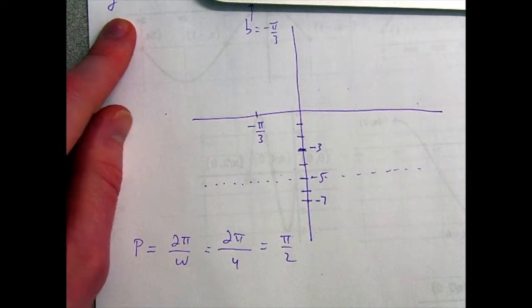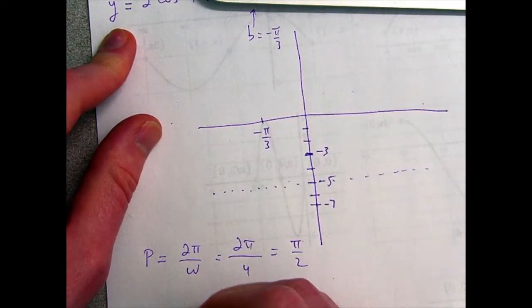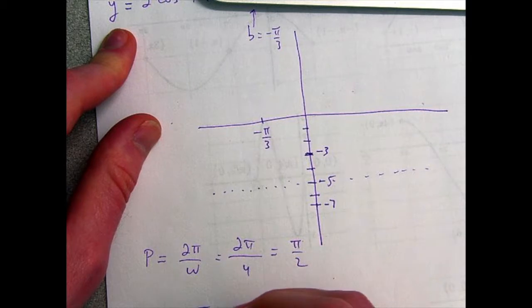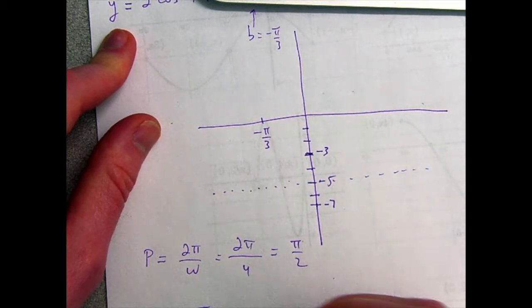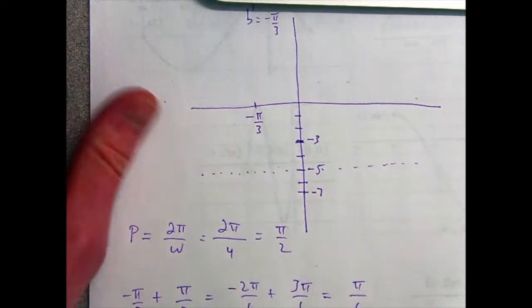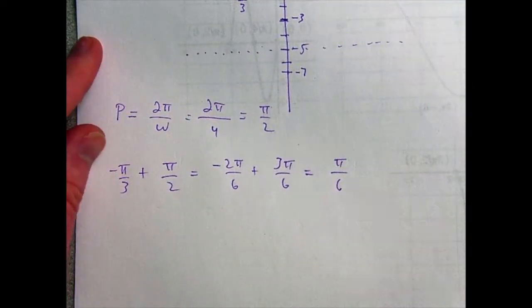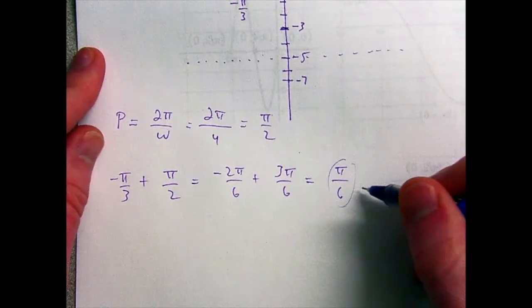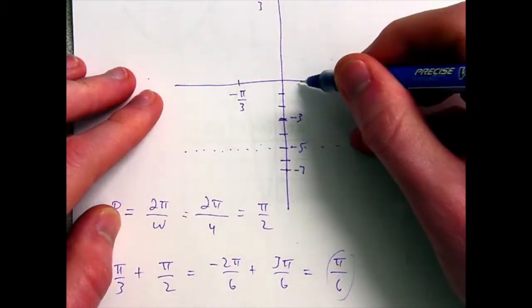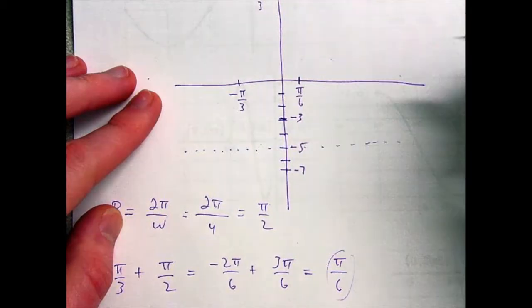So what's the end of my cycle? Let's see. If I take -pi/3 and I add pi over 2, I need common denominators. That's -2 pi over 6 plus 3 pi over 6, which is equal to +1 pi over 6. Sorry, that got kind of cut off. So there's my calculation there. So this thing right here, that's the end of my cycle. So that's going to be a positive number. Let's say it's maybe here. So there's pi over 6.